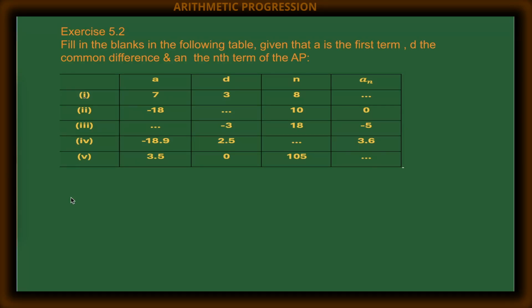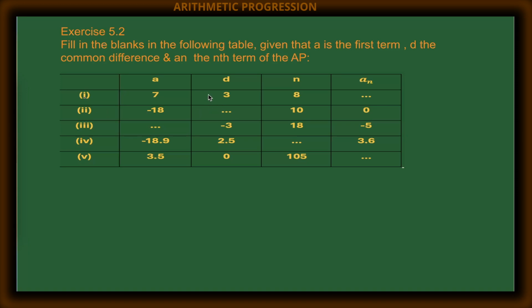So in this particular session we'll start with exercise 5.2 and let's get started with our examples and the questions, and we'll talk more in detail as how the things turn around based on the questions and the details. So right now we have the first question in front of us. Fill in the blanks in the following table given that a is the first term, d is the common difference, and an the nth term of an AP.